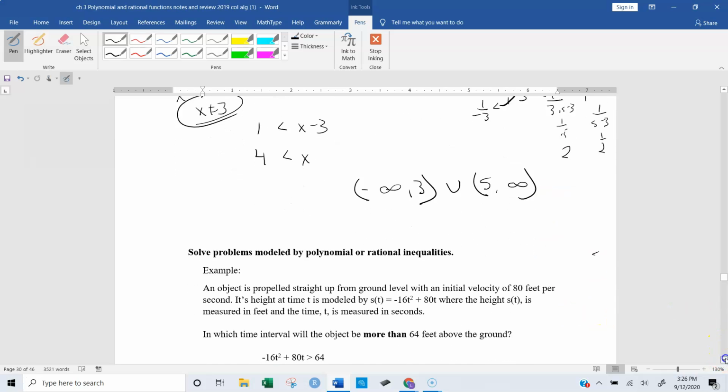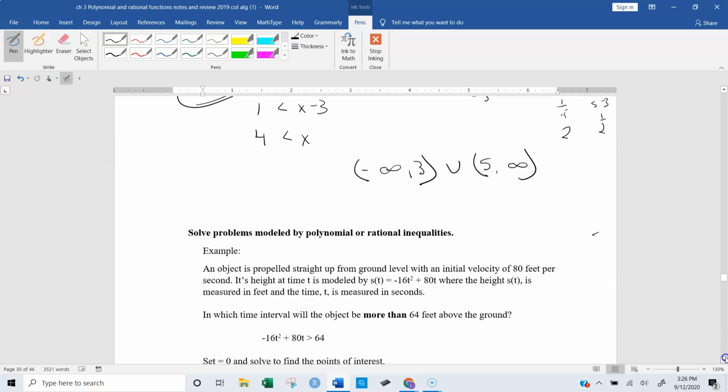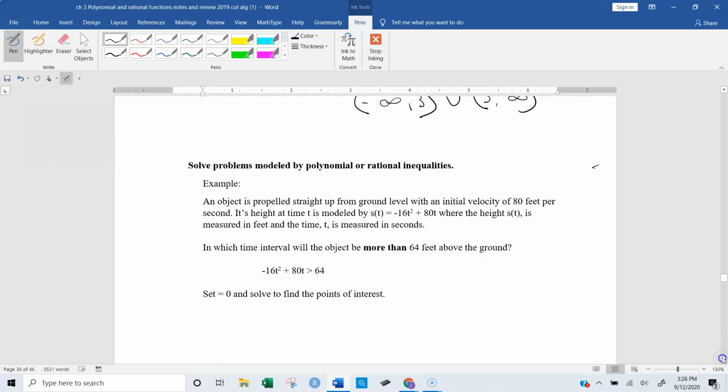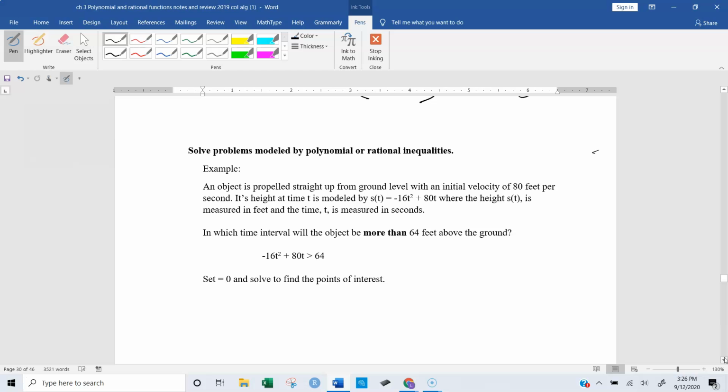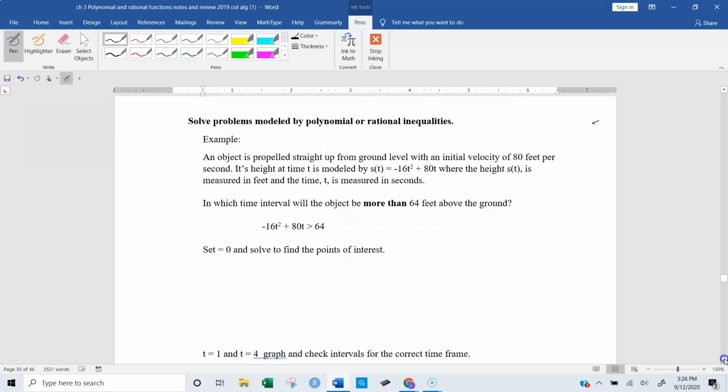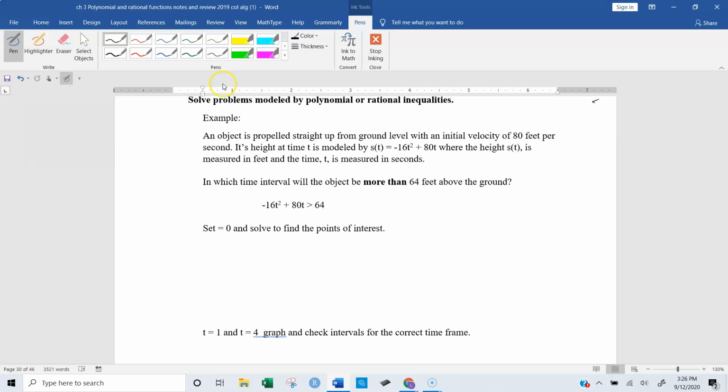All right, let's get some story problems done here. And again, they gave you the equation, so they were awfully nice to you. Let's see what this does. An object is propelled straight up from the ground level with an initial velocity of 80 feet per second. So I know I have 80 feet per second as my initial velocity, which is V0.